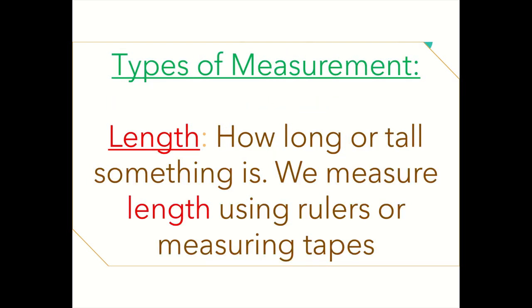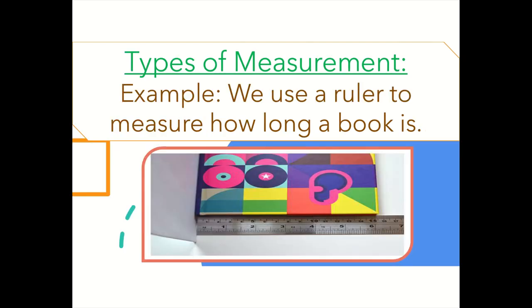Types of measurement. Length, how long or tall something is. We measure length using rulers or measuring tapes. Example, we use a ruler to measure how long a book is.